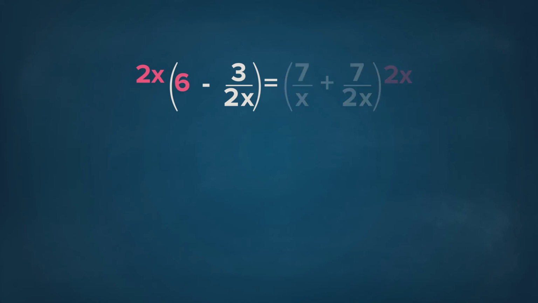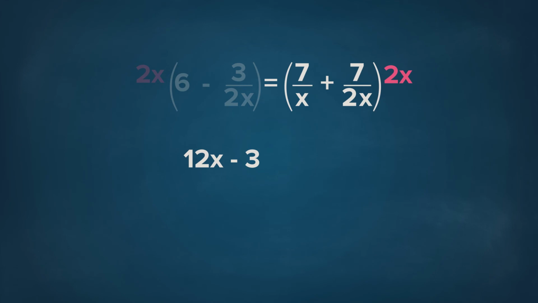Multiply the first term on the left side of the equation. That's 2x times 6, or 12x. We also have 2x times 3 over 2x. The 2x's cancel. The result is 3. So the left side of the equation is 12x minus 3.